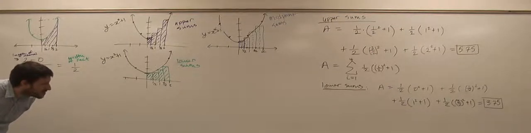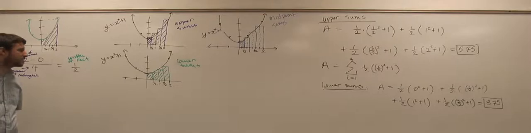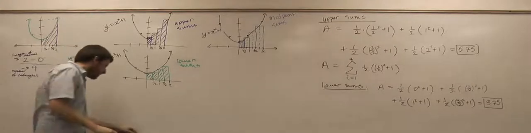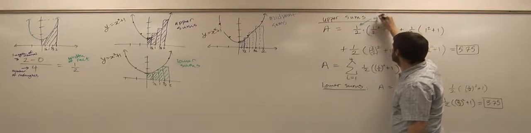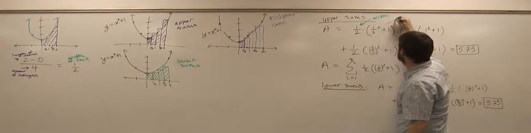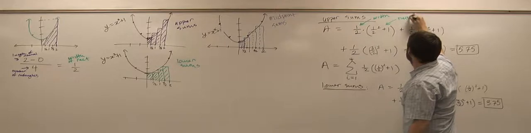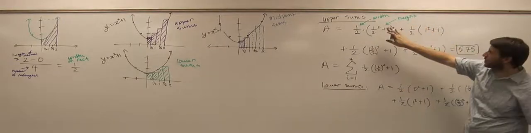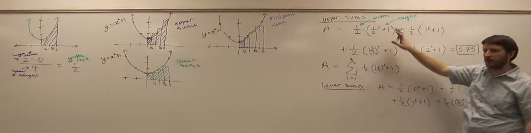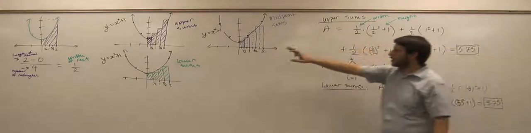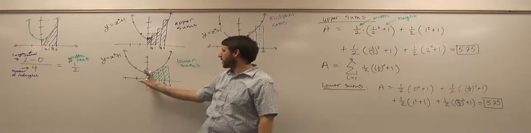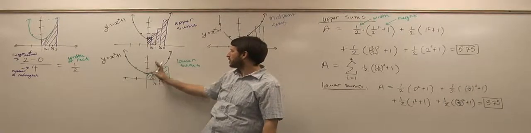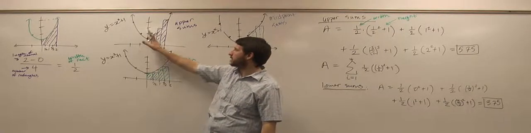Does that make sense? It's always the same format. You're going to have the width of your rectangle times the height of your rectangle. But for the height, you just have to make sure you plug in the right value. You either plug in the left side of the interval, the left side of the rectangle, or you plug in the right side of the rectangle.